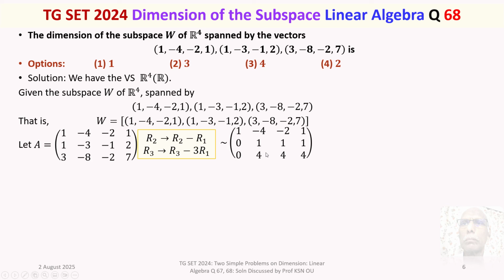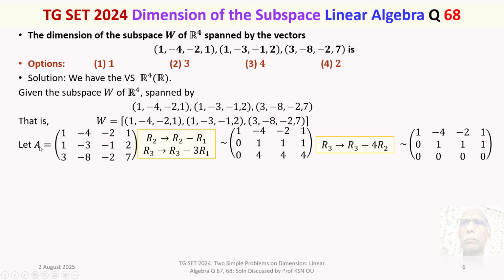So you get this, and we observe that in the third row, 0, 4, 4, 4, the third row is a multiple of the second row. So make an elementary row transformation again: R3 becomes R3 minus 4 times R2. Then it is equivalent to this matrix. The first row is 1, minus 4, minus 2, 1, and the second row is 0, 1, 1, 1.